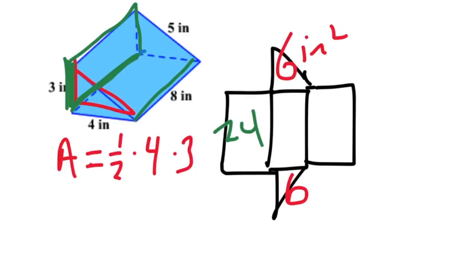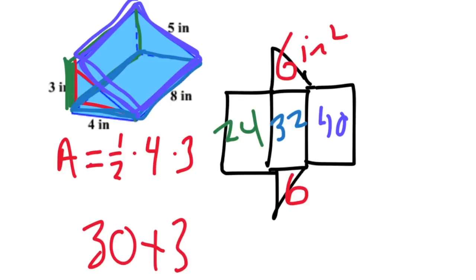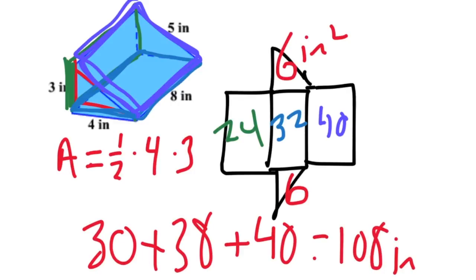Let's do the bottom rectangle. This bottom rectangle has a width of 4 and a length of 8. So its area is 32 inches squared. Finally, we have the top rectangle, and we can see that this one has a width of 5 and a length of 8. So that has an area of 40 inches squared. Now that we know the area of each face, we can add up each face and find the total surface area. 24 plus 6 is 30. 32 plus 6 is 38. Plus 40 is 108 inches squared.